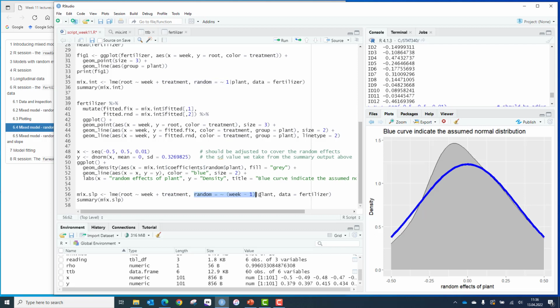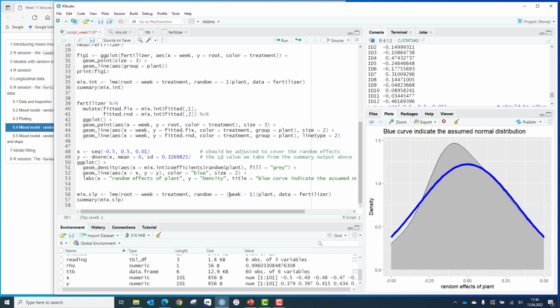But look at the random effect, how I specify this now. I say weak minus 1. What do I mean by weak minus 1? It means weak should now be affected. That's the x, right, the regression predictor. And when I write minus 1, it means but not the intercept.